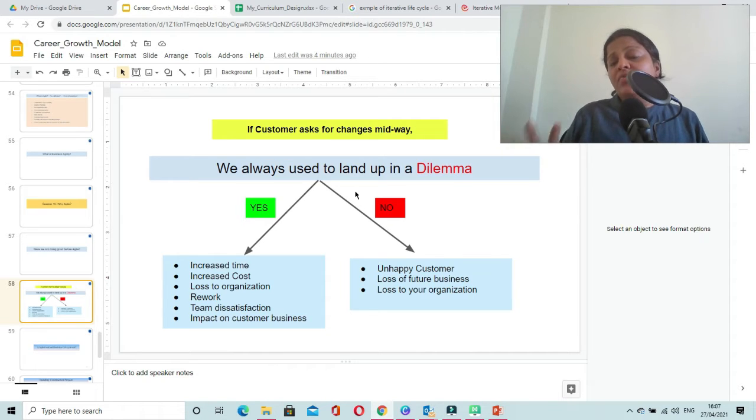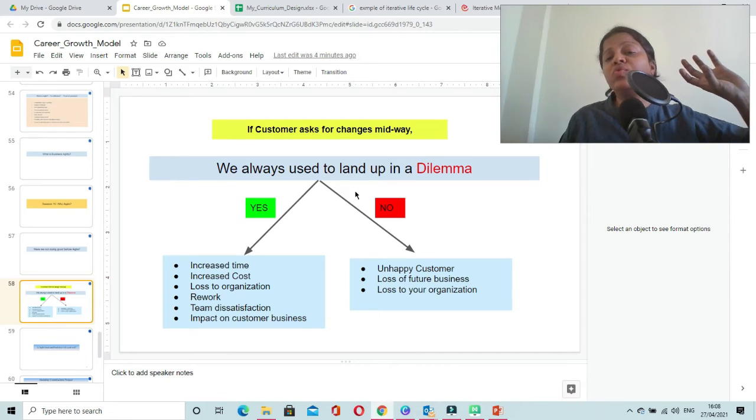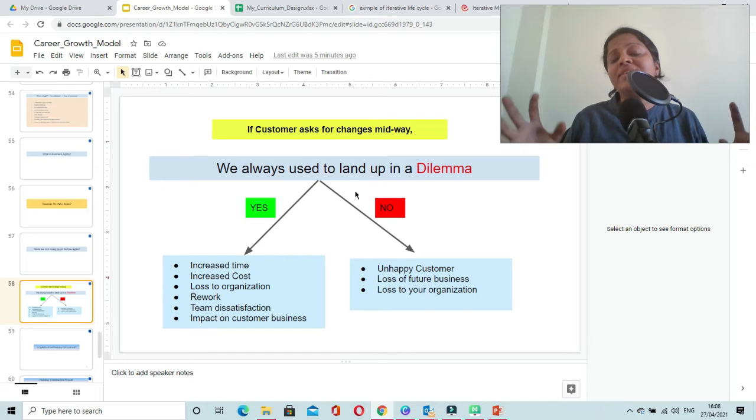That means if you say yes to the customer, you might have to increase your schedule, tweak your budget, add more resources, and rework. So this is going to affect your organization and your project, and you might not be able to deliver that product within the project constraints. It might be a loss to the organization, there may be low morale within the team, and you will be answerable to senior management if you are tweaking any of the elements of the project.